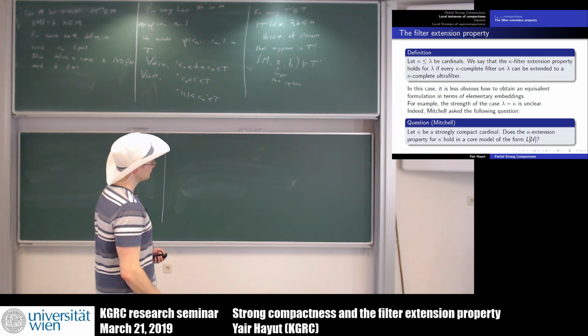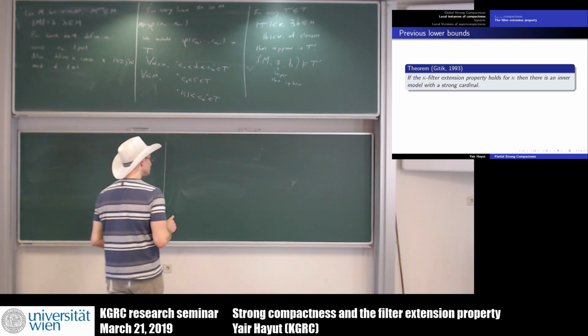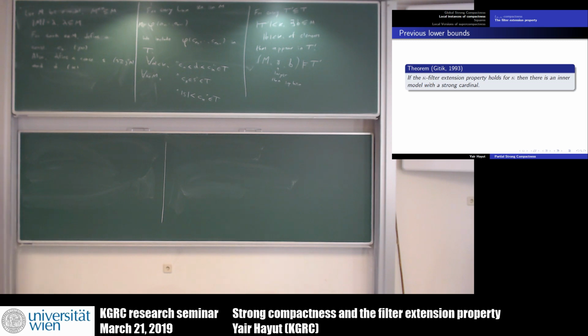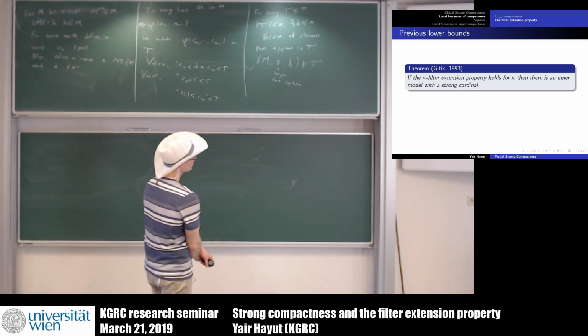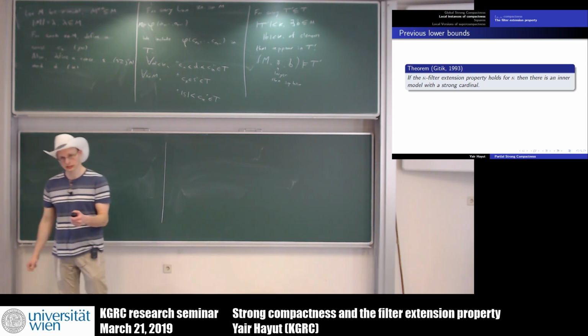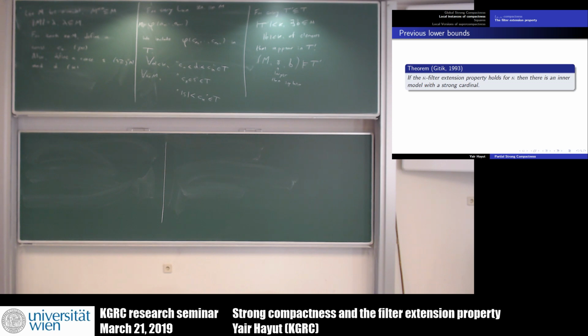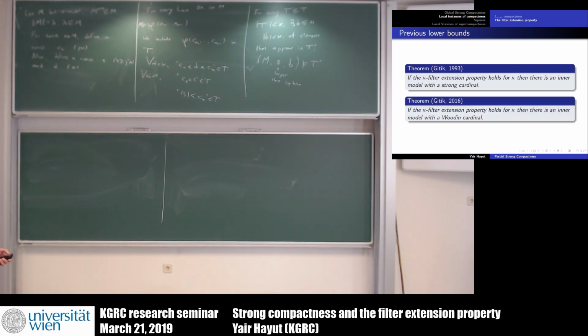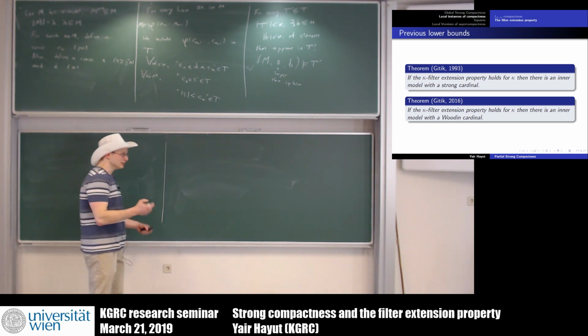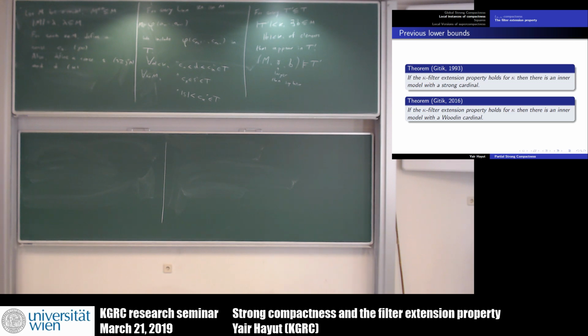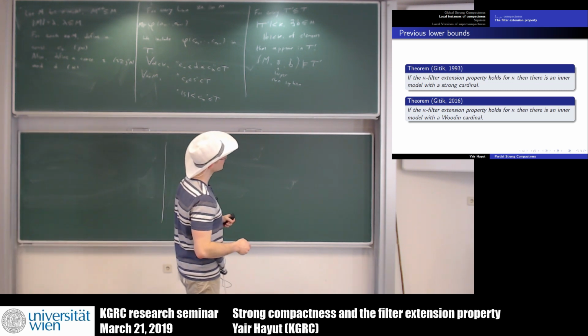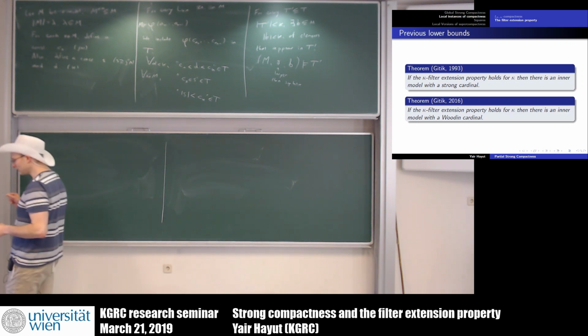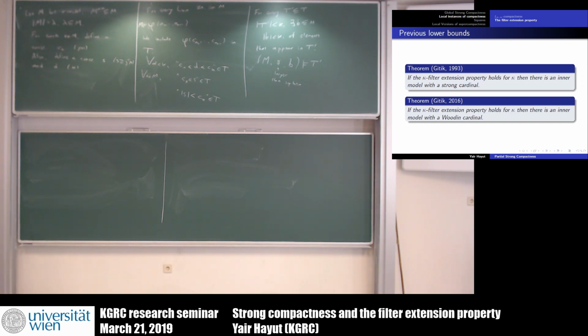It wasn't long until Gitik gave the first negative answer for this question. What Gitik shows, in 1993, is that if we have the kappa filter extension property for kappa, then there is an inner model with a strong cardinal. I'm actually going to give a sketch of the argument, and lately he improved this: if the kappa filter extension holds for kappa, then there is an inner model with a Woodin cardinal. Later in this talk, I'm going to improve this result further, but I think that those two results are extremely interesting by themselves, because the proof shows that the kappa filter extension property, even for quite definable filters, has a significant consistency strength.